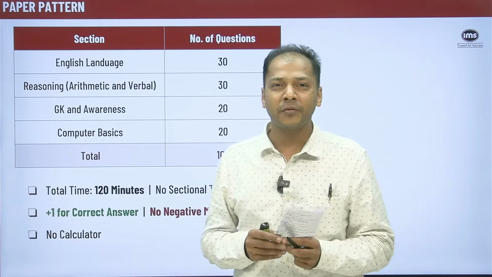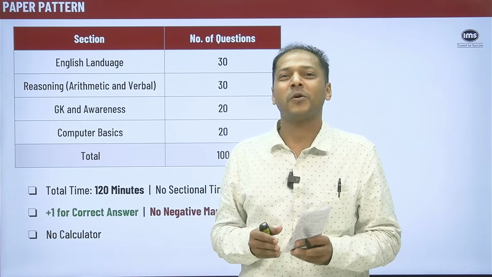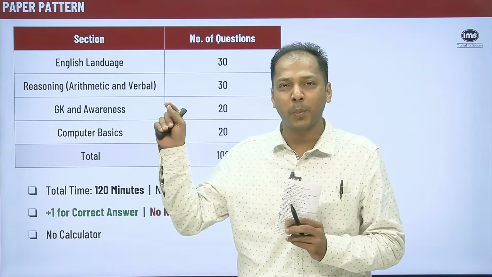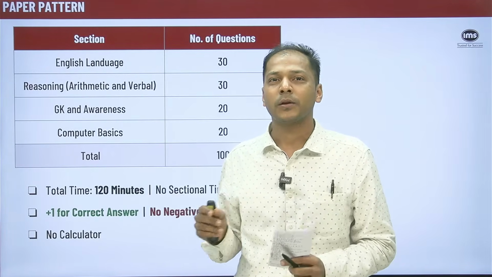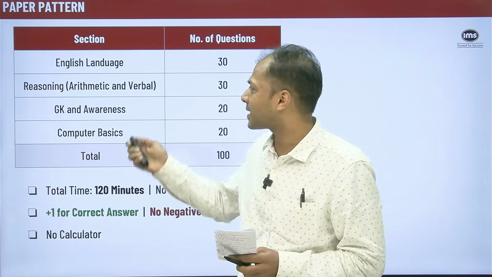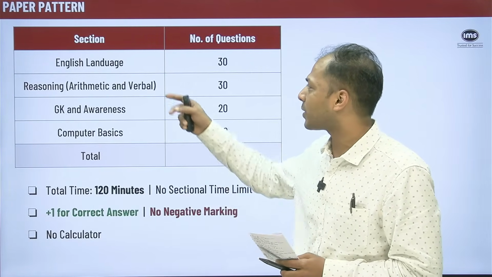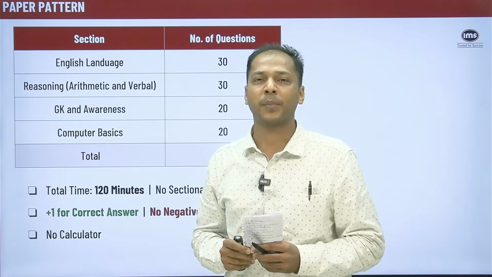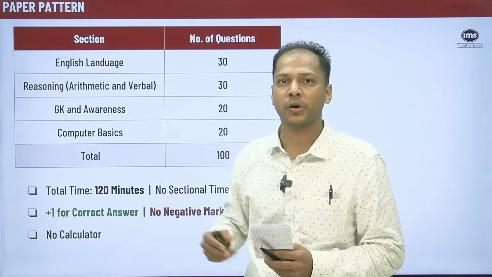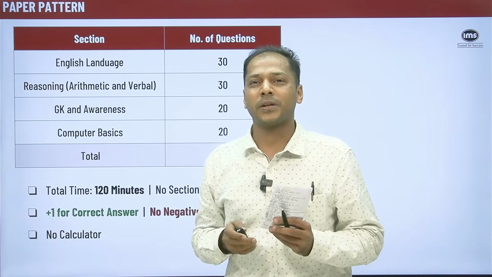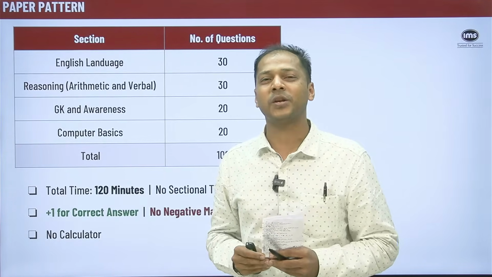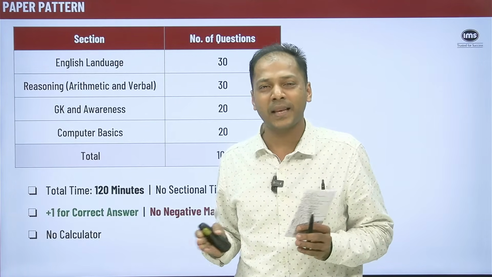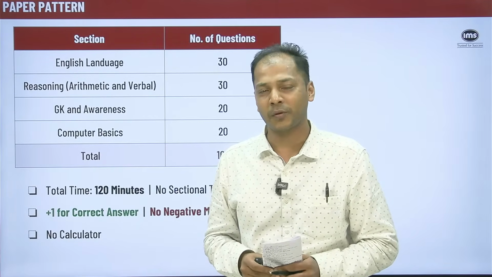The user interface for this paper was very smooth. The sections were well defined. You had a drop down at the top where you could select the section. The order of the sections was the same as what I've written over here. You had English first, then reasoning, then GK and then computer basics. The 4 sections appeared in the same order. Very simple and smooth. You had the option to zoom. I did not find any glitches in the computer or the hardware that I was using.